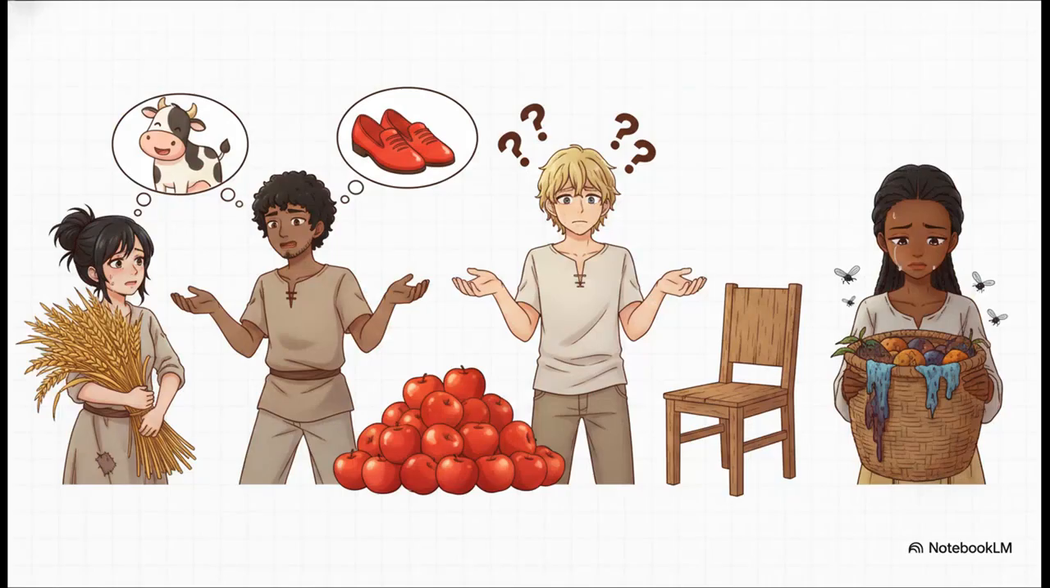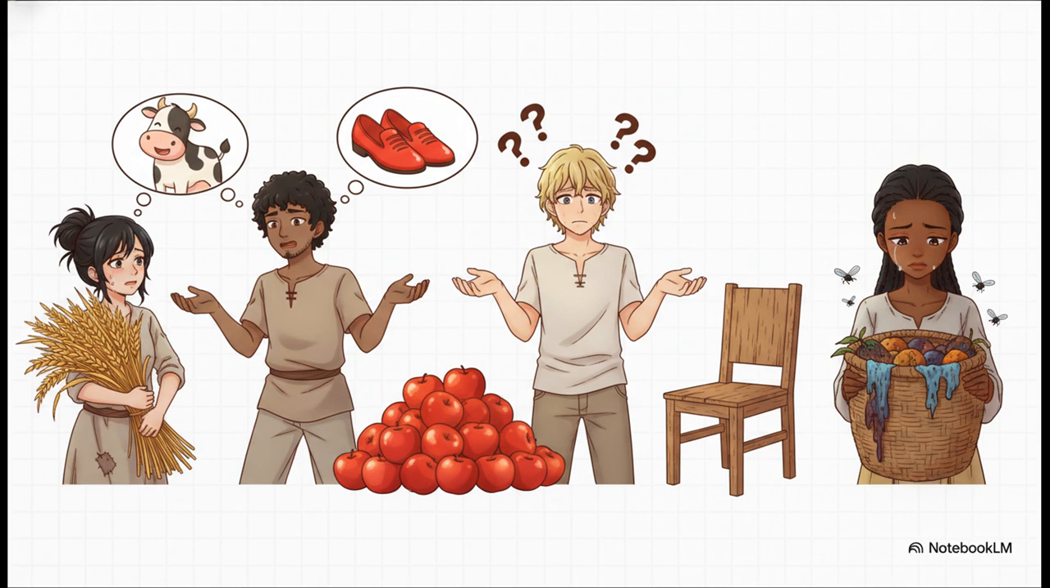Just imagine the search cost. Literally, the time spent just trying to find someone, anyone to trade with. But the absolute biggest hurdle was what economists call the lack of double coincidence of wants. Basically, if you have wheat and you want a cow, you don't just need to find someone with a cow. You have to find someone with a cow who also specifically wants your wheat. What if they want shoes?